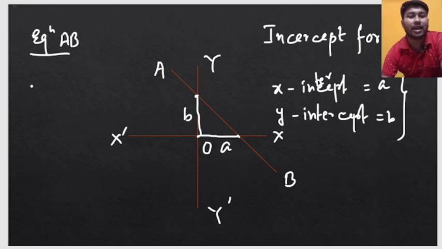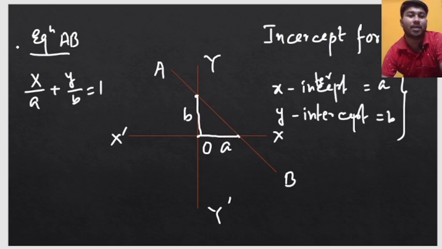The equation of line AB will be x by A plus y by B equals 1. Whatever the intercepts, just write them here. So you can write the equation of the straight line, and that is known as intercept form. Why are we discussing this form? You can relate this form when we go to the problem.